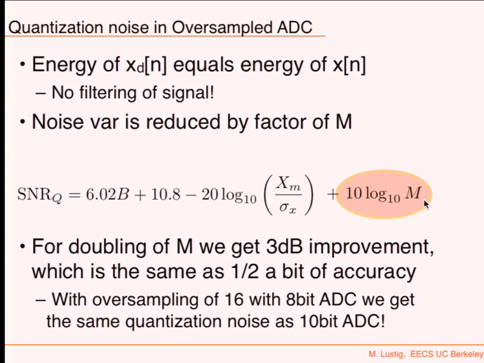Because I can oversample and then filter digitally and improve basically my signal to noise ratio by that. Okay? So doubling of m gets you 3 dB, which is half a bit of accuracy. So with oversampling of 16 with an 8-bit ADC, we get the same quantization noise as a 10-bit ADC that is sampled at the Nyquist rate. Yeah. What about the fact that oversampling effectively makes your signal move more slowly, so that there is correlation? Yeah, we ignore this in this analysis, and for certain deltas, you don't see that effect.